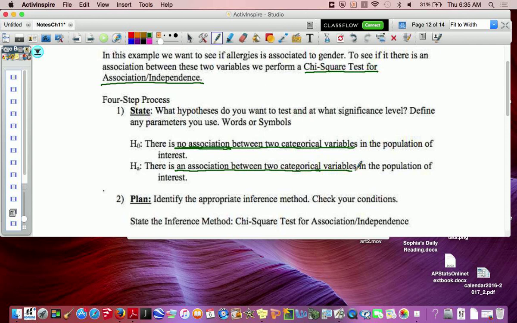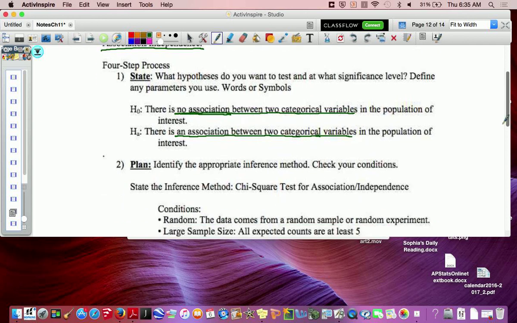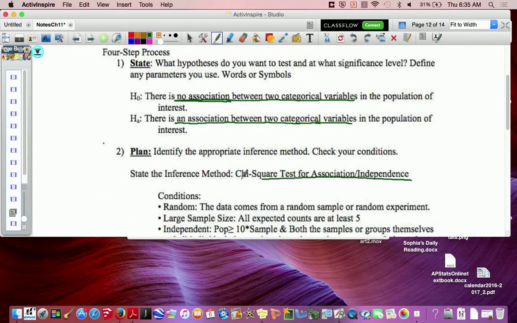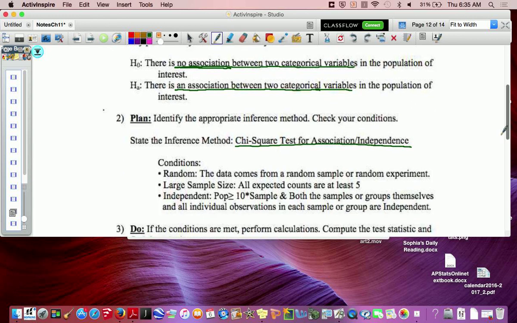But here's the cool part. After that, other than stating that it's a chi-squared test for association and independence, all the conditions are the same.